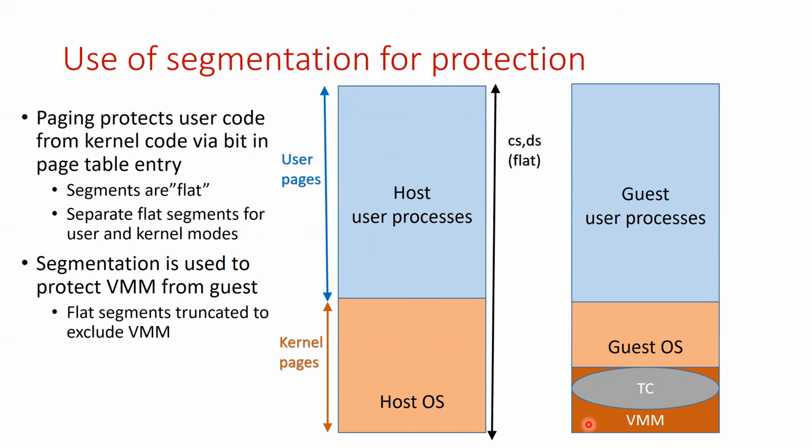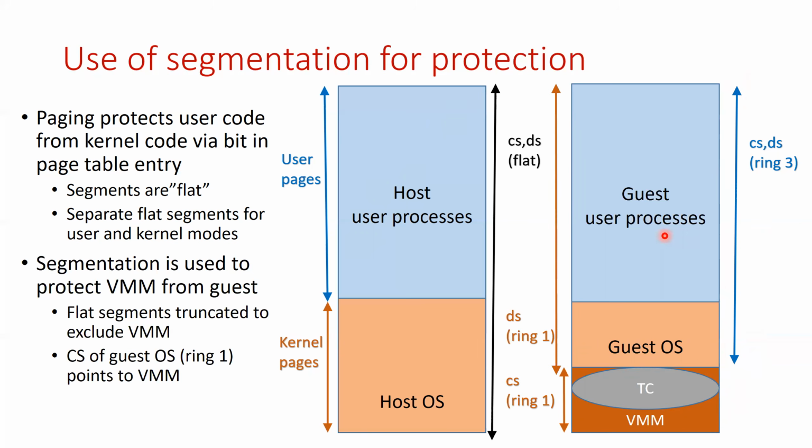So in ring 3, for user space processes, as well as when the guest OS is running, you will exclude the VMM's memory from the segment. So the code segment and data segment in ring 3 are truncated. These are called truncated segments. They go from 0 to max minus 4 MB. The last 4 MB that is occupied by the VMM is not allowed for use, either for user processes or for the guest OS.